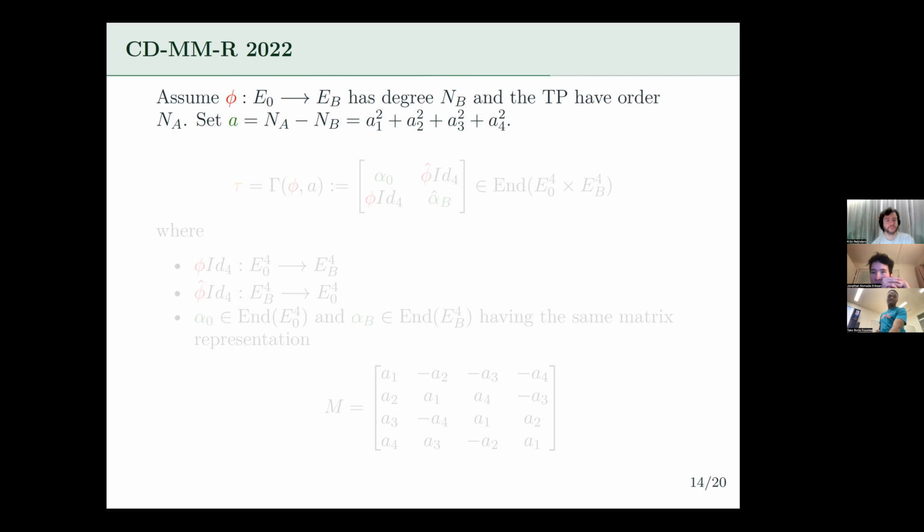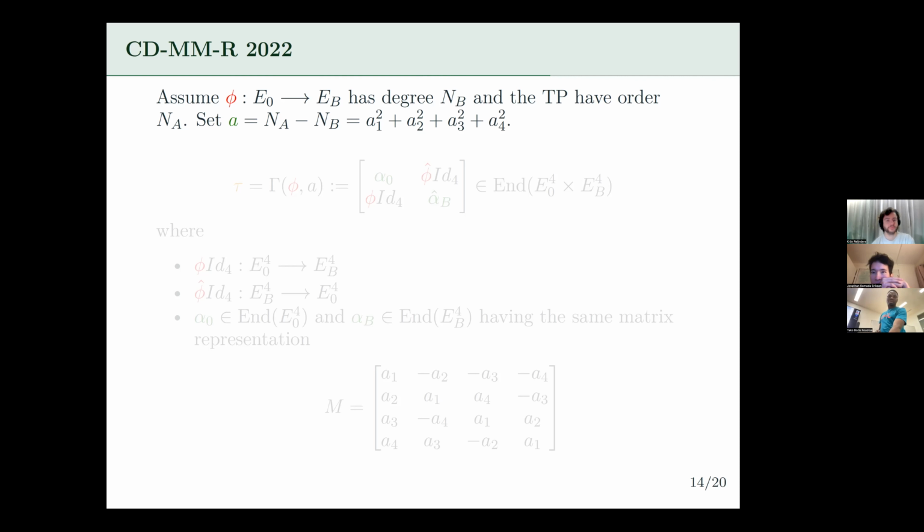Here you assume that your secret isogeny has degree NB, because in higher dimension, it is better to have torsion points of order a power of 2 rather than a power of 3 or something else, just because in the attack you need to evaluate some NA isogenies. So it's better that NA should be a power of 2, so it's better to attack Bob's isogeny here.